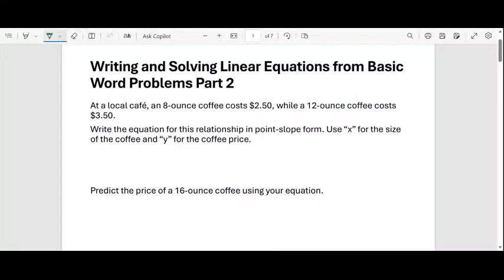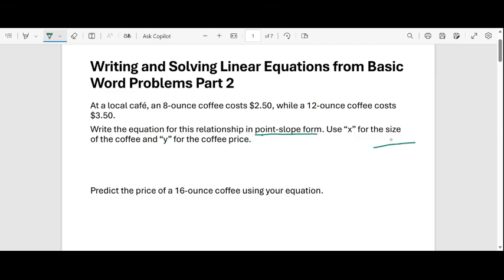All right, guys, this is the second part to different types of linear equations that you're creating from basic word problems. Our first word problem says a local cafe sells an 8-ounce coffee for $2.50 and a 12-ounce coffee for $3.50. We're going to write the equation for this relationship in point slope form. Point slope form, that's important, using X for the size of coffee and Y for the coffee price.